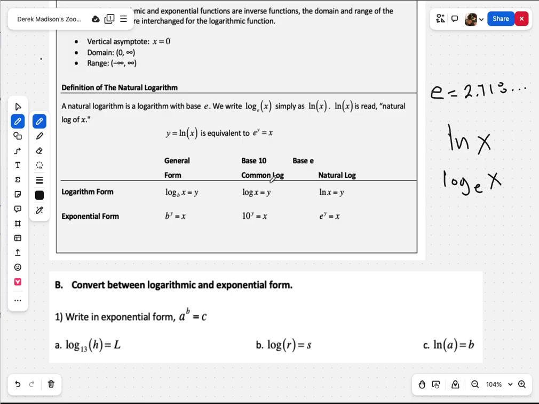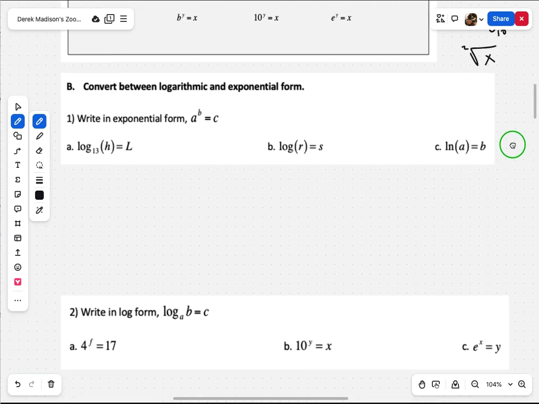There's something called common log, and common log is base 10. So when you see a log written without a base, it has an invisible 10 down there. It's kind of like square root x. We don't put the 2 in the index because it's the most common one. It's just implied. And then natural log that we just looked at for a second there.